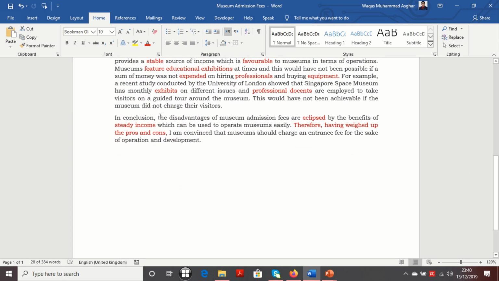After paraphrasing my introduction, I wrote one additional sentence. Whenever an advantages outweigh disadvantages type of question is coming, you can write this sentence in order to increase the quality of your conclusion. Although my conclusion is already finished, by writing this additional sentence, I can increase the quality of my conclusion. Therefore, having weighed up the pros and cons, I am convinced that museums should charge an entrance fee for the sake of operation and development.